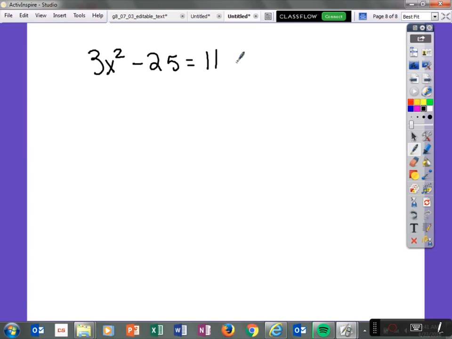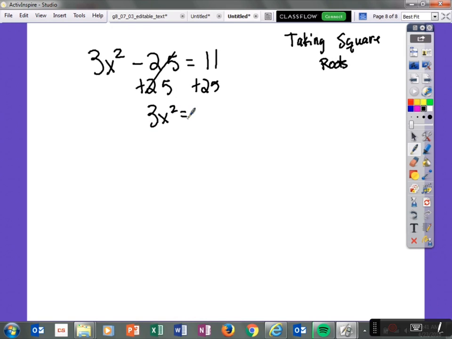Taking square roots. When we're taking square roots, we always get the x squared by itself, right? What's the first thing we have to do to get x squared by itself? We have to add the 25 to both sides, leaving us with 3x squared equals 36. Now what do I do? Divide by what? The 3. We gotta get rid of that 3 in the front, so we divide by 3. So x squared equals 12.